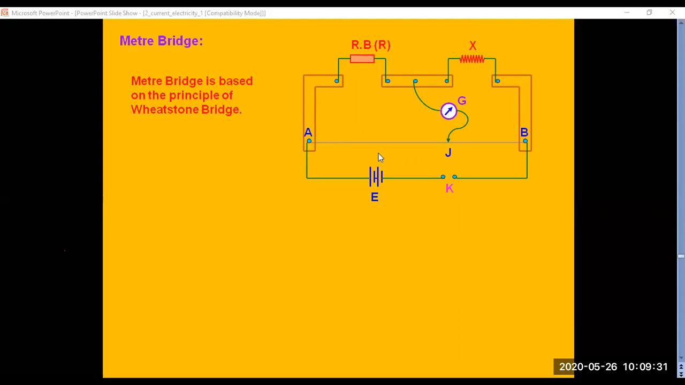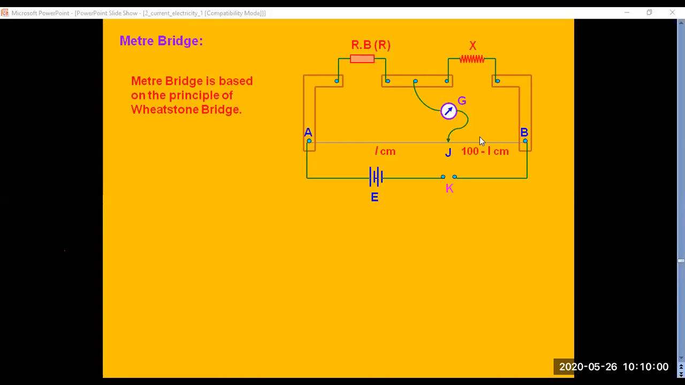The distance from A to J will be denoted with the symbol small l, which is called the balancing length, in centimeters. This distance is from A to J. J is the point where the galvanometer shows 0 deflection. Now the whole length of the wire is 100. Since from A to J it is l, from J to B the distance will be 100 minus l centimeters.